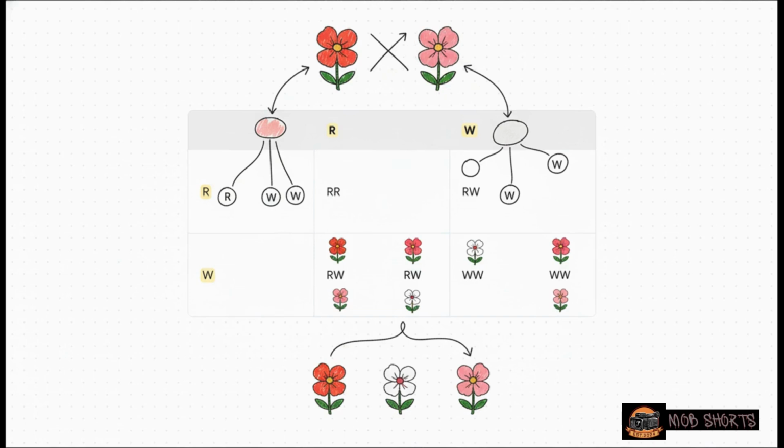We put the gametes from one parent, R and W, across the top, and the gametes from the other parent, also R and W, down the side. Now we just fill in the boxes.